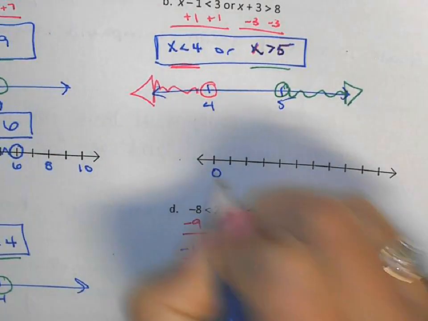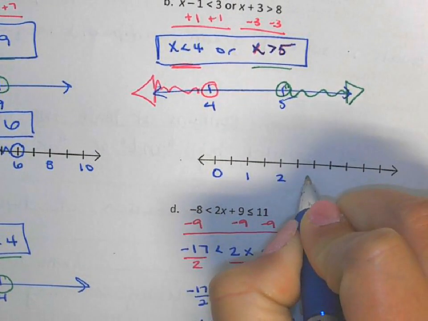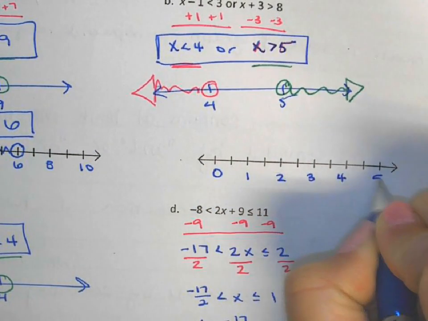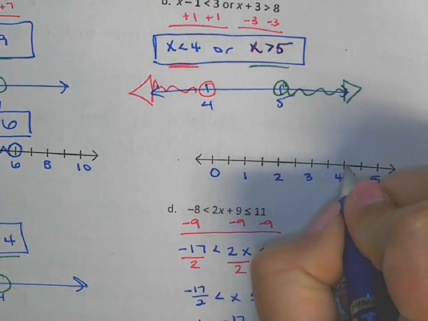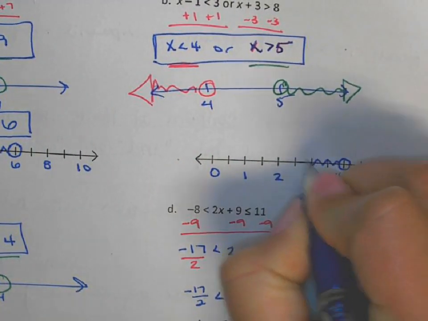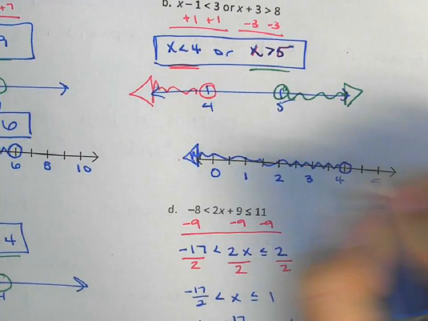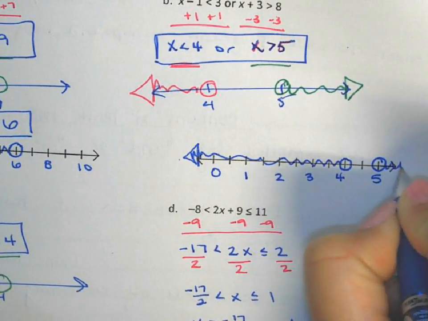So I can even go up by half so that they're a little bit further apart. Open circle at 4, shaded this way. Open circle at 5, shaded this way.